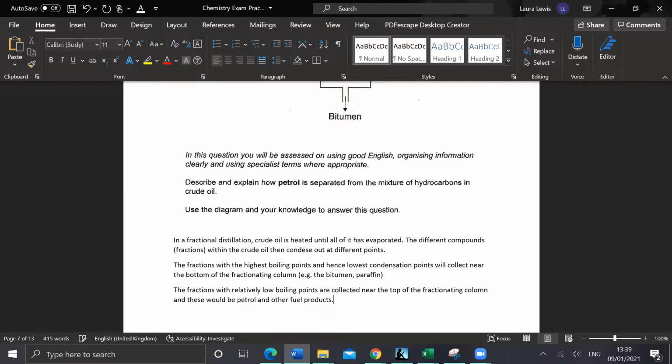So gases, this is where natural gas comes from as well. Gases will remain gases and leave the column right at the top. The gases have got such a low boiling point, they won't actually condense out. They will still stay as gases.